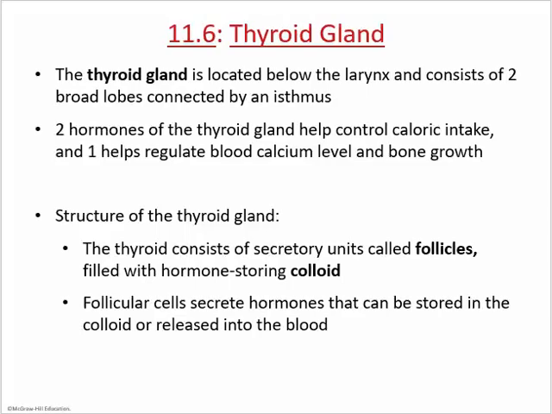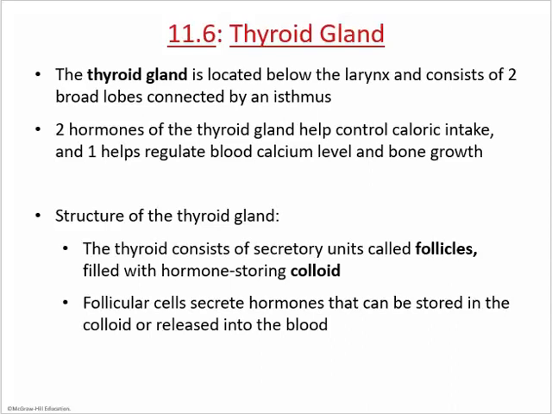So the thyroid gland is very important. It has kind of two groups of hormones. It's found in the front of the throat. The two thyroid hormones, T3 and T4, regulate caloric intake and the metabolism of all the cells in your body.